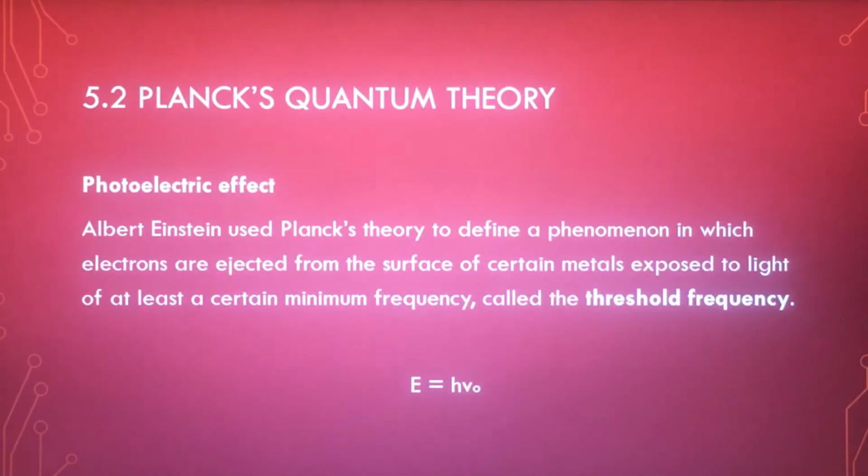And Einstein discovered a phenomenon which is the photoelectric effect. In this phenomenon, electrons are ejected from the surface of certain metals exposed to light with a minimum frequency called the threshold frequency. So this is his formula in finding that minimum energy from the minimum frequency. This is the minimum frequency, nu naught, where the zero is a subscript.